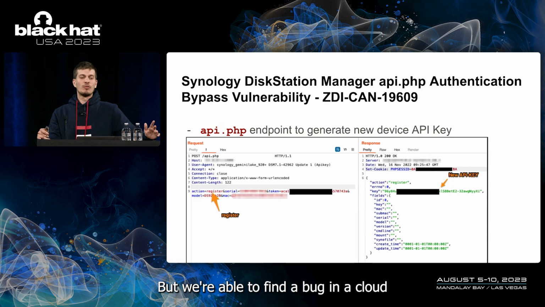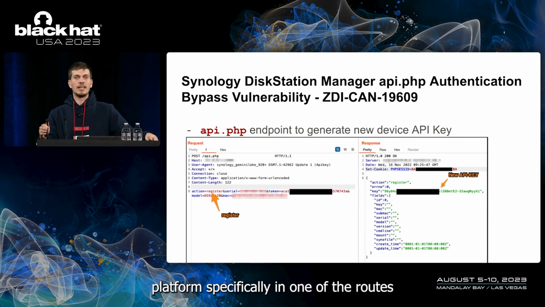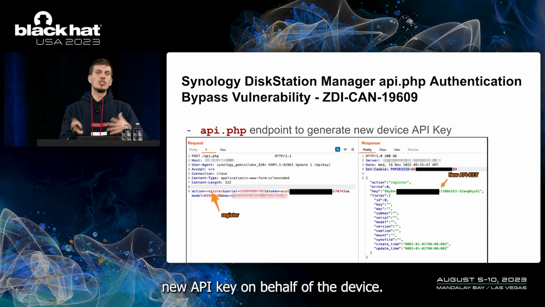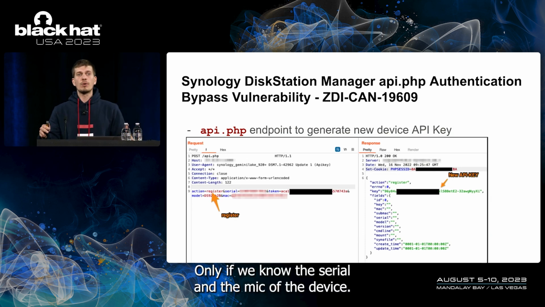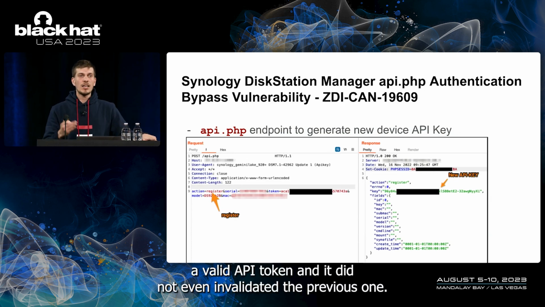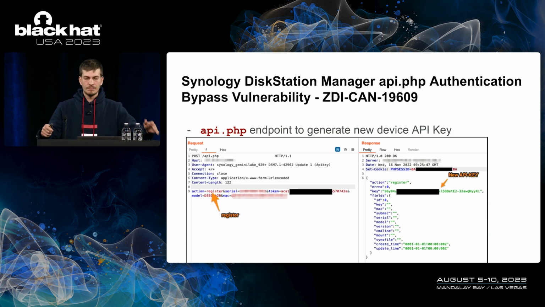But we were able to find a bug in their cloud platform, specifically in one of the routes, that allowed us to register a new API key on behalf of the device, only if we know the serial and the MAC of the device. This is crazy because now we could generate ourselves a valid API token, and it did not even invalidate the previous ones. So the device kept working, and it was not even aware of it.